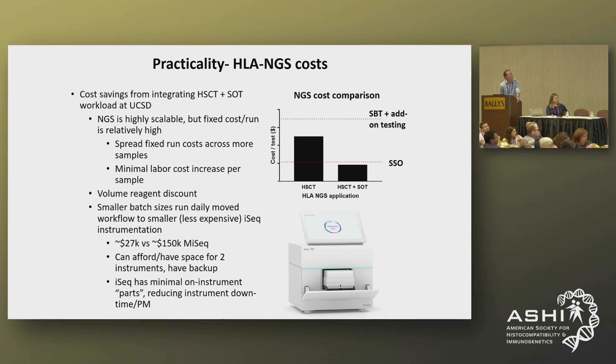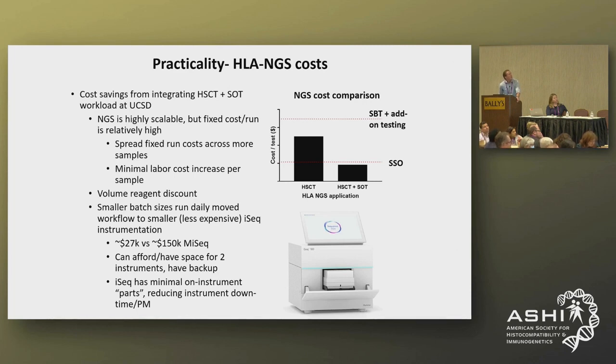is that there was some cost X for high-res typing using only our high-res HSCT workload. But when we increased our workload by adding in SSO, or by adding in the SOT, we actually dropped the total per sample cost to below that of SSO. So NGS became a highly cost-effective approach for us, because one of the benefits of the platform is that it's extremely scalable.